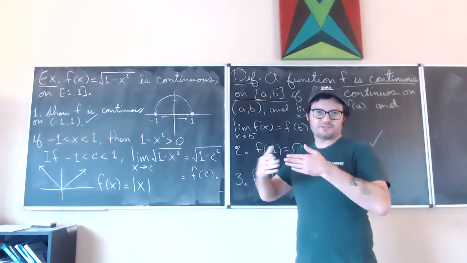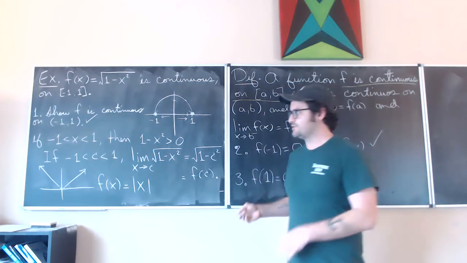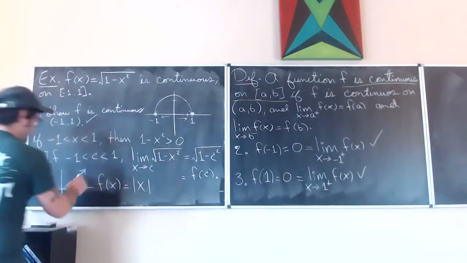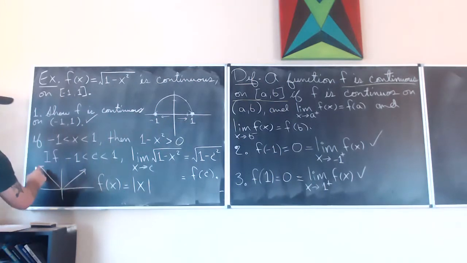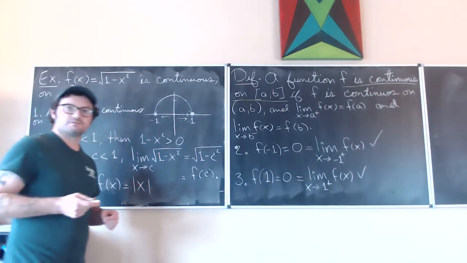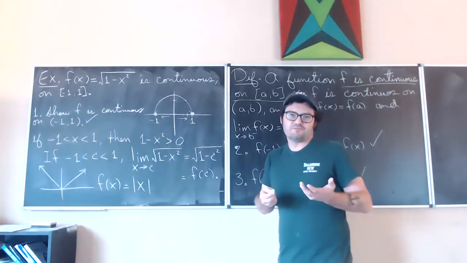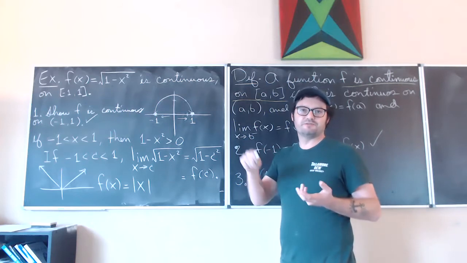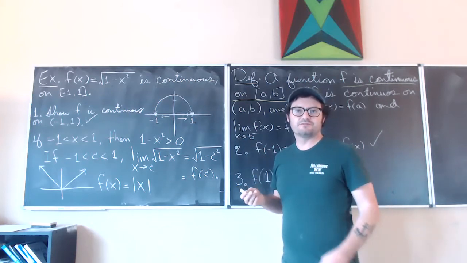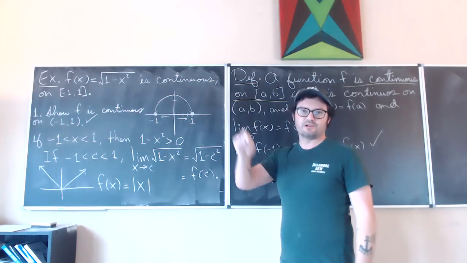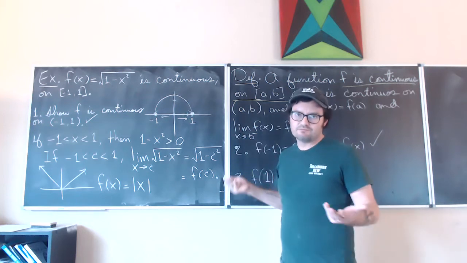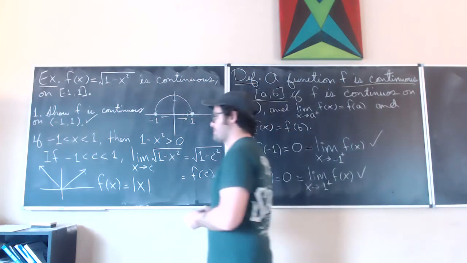But there's no jumps, there's no holes in the graph. You can still more or less draw the graph of that function without lifting up your pen. If you can do that, that's a visual way of saying that the function is continuous on an interval. If you can draw it without lifting up your pen, more or less that means it's continuous.